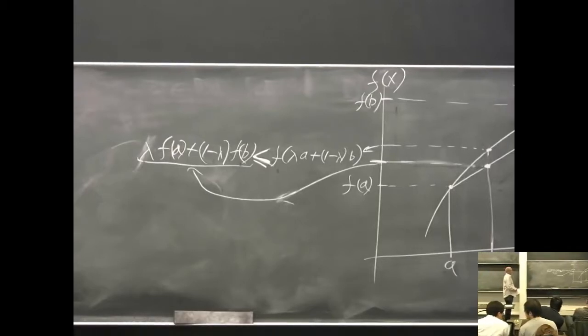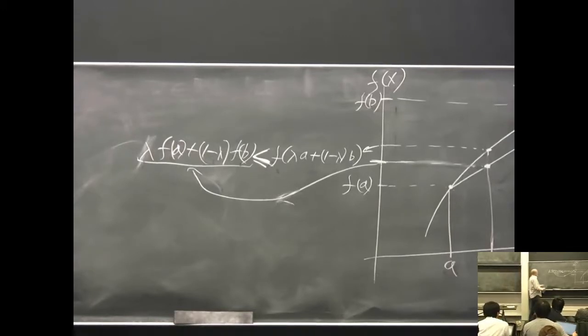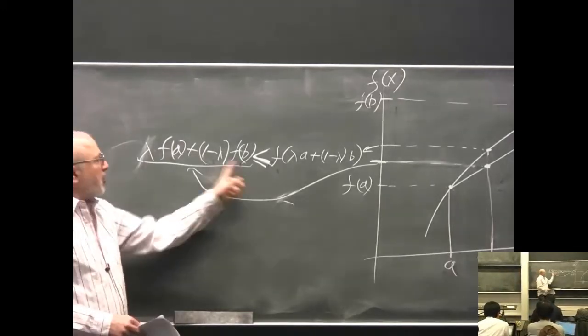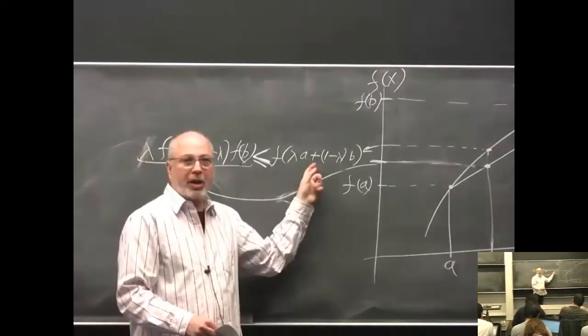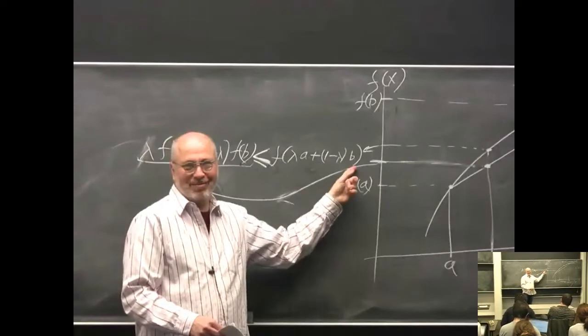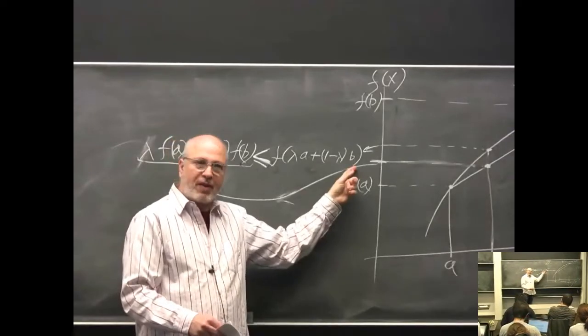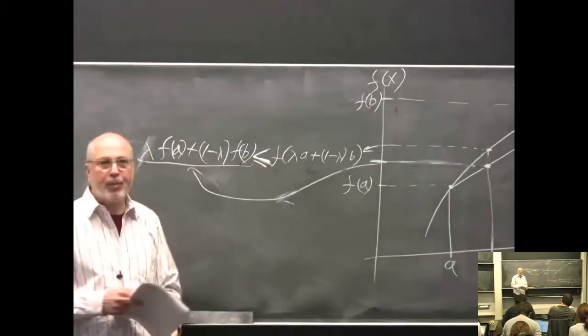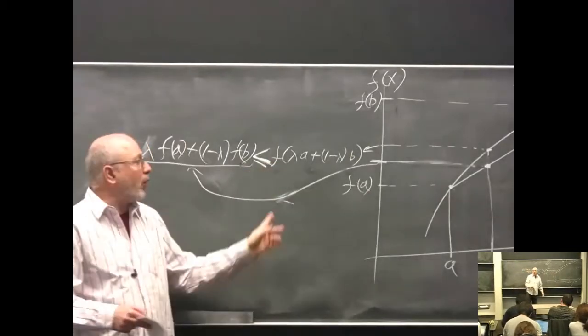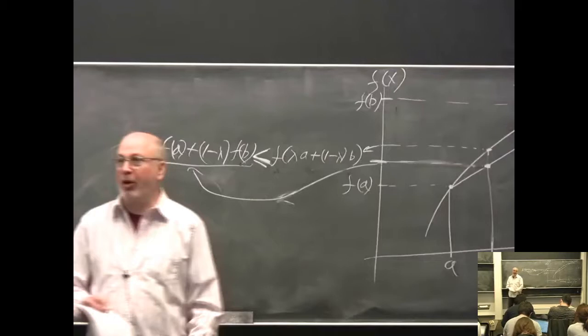So what I showed here is that for concave functions, the linear interpolation of the function values is less than or equal to the function of the linear interpolation of the values. For a convex function, it's going to be the other way around. We're going to invert this. This is true for any a and b, and for any lambda.